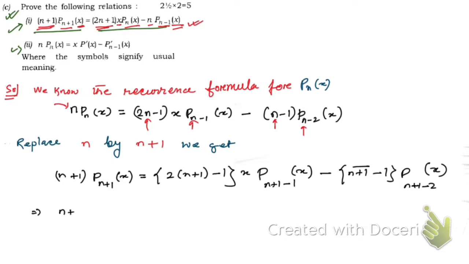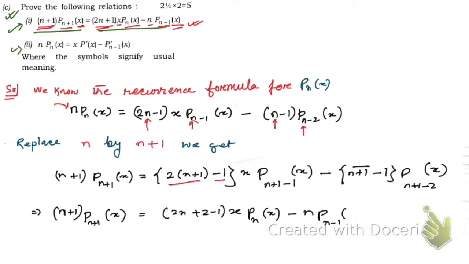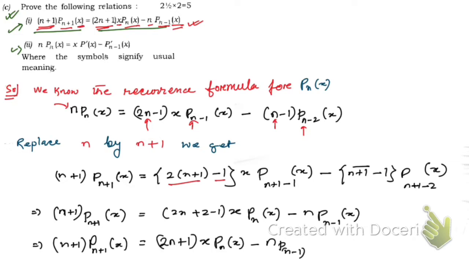Now if you simplify this, multiply these two and then subtract, at the end we have got this result. So this is what we need to prove. I hope you have understood this. The next relation we need to prove is this one.